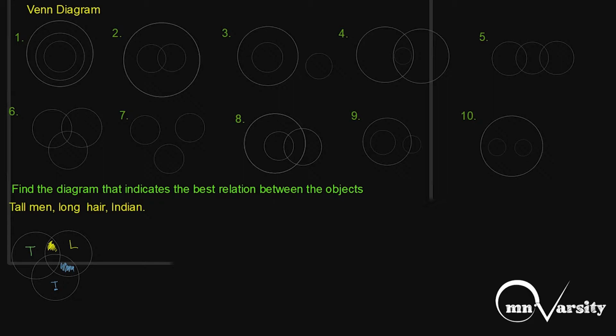Tall men can be Indian. So this intersection is between tall men and Indian. And the intersection that I am marking with red is for tall men with long hair and who are Indian.